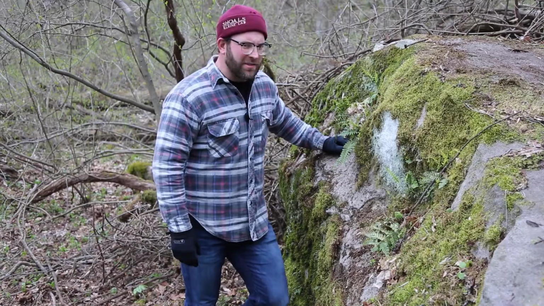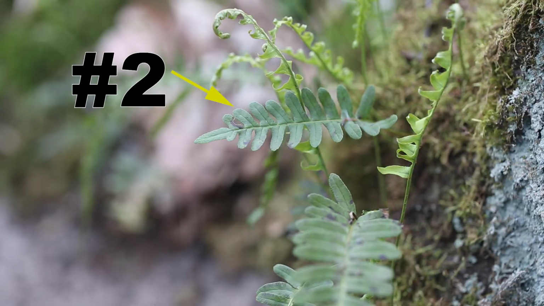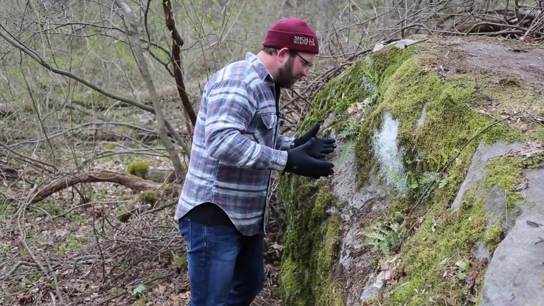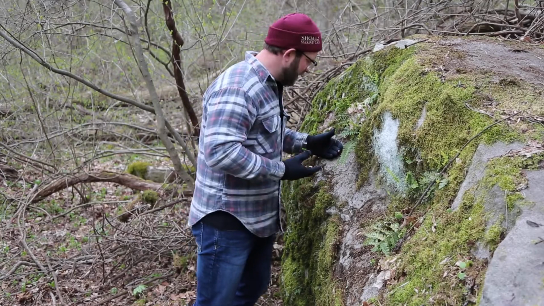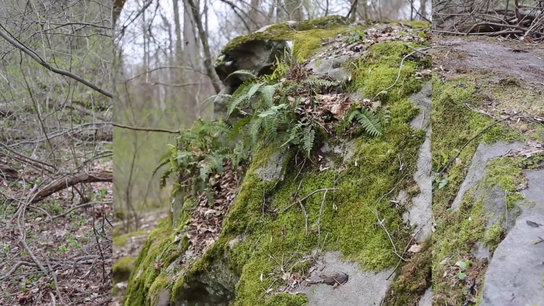Hey everybody, here's a second example. Take a look at this. Again, I want you to identify this thing not by scientific name, but by those 5 classifications we've been using in class. Here it is, ostensibly growing out of the side of a rock. I don't know what it is. That's your job.